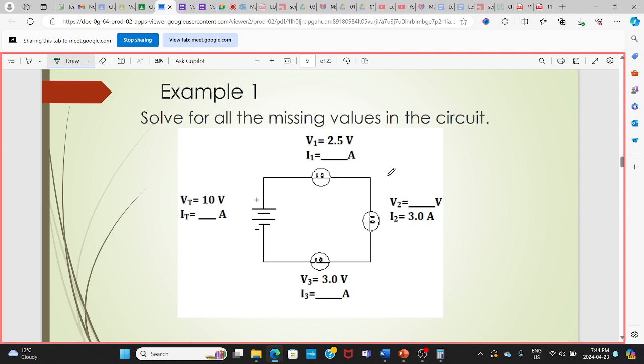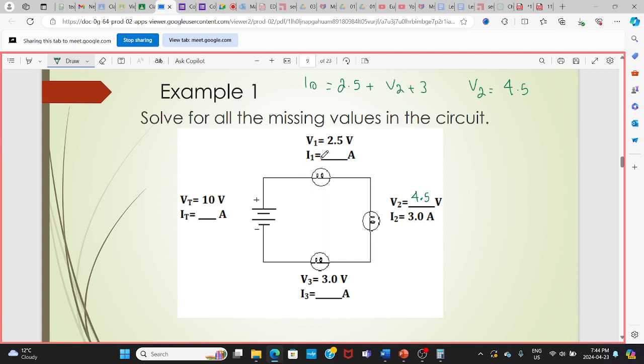Voltage. So good. We could do that. Can you tell me what I should write? 10 equals 2.5 plus 3 plus V2. Okay, so 10 minus 5.5, yes. And V2 will be 4.5, right? Okay, good. Thank you.